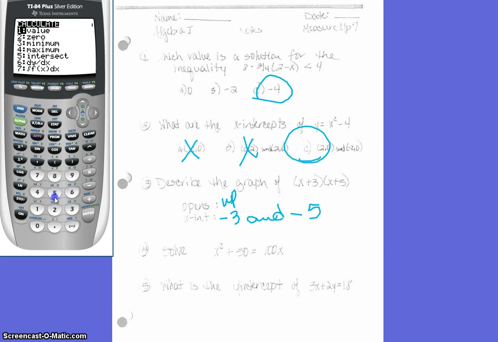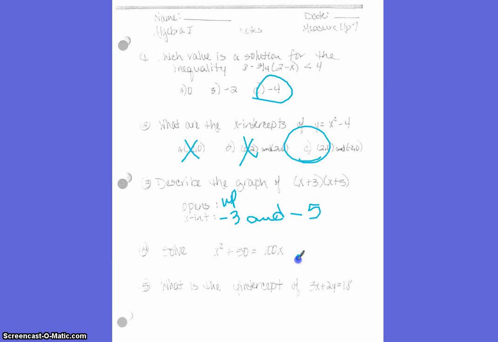second calc 5. You're going to give it a minute to draw, and you're going to go enter, enter, enter, and it looks like it is 0.5. So you would go and look for 0.5.